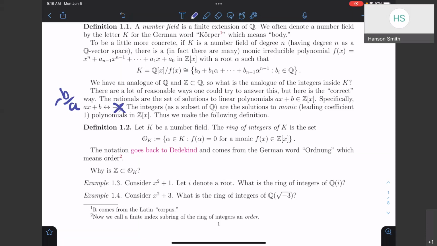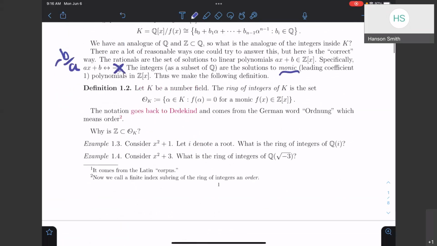Right. So that's how I can think of the rationals, as these roots of linear polynomials. And then the integers. What are the integers? Well, they're rational numbers without denominators, so they're roots of monic linear polynomials, leading coefficient 1 polynomials in Z adjoin X. Okay, so let's just generalize this definition. I have my number field K, and I'm just going to take the set of elements of K that satisfy monic polynomials in Z adjoin X. And that'll be my definition.